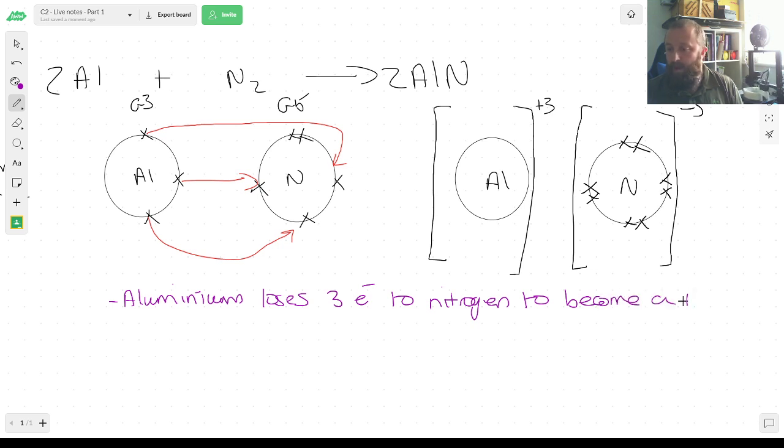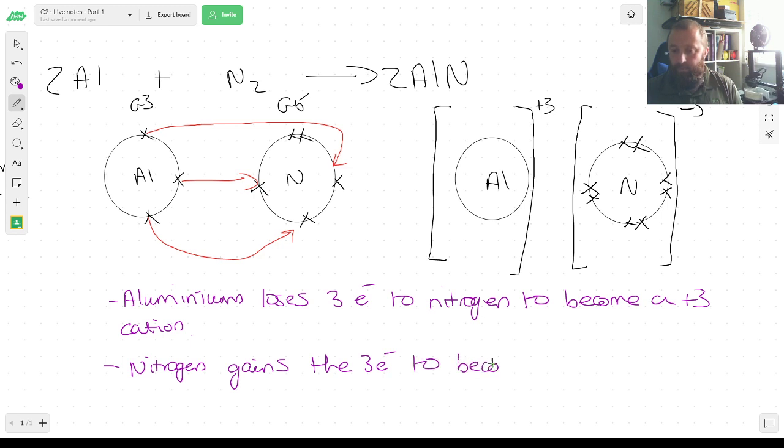To become a +3, I'm going to go with cation. You put another key word in there. I'm not going to get any extra marks for this one. I'm just showing you some different ways of doing it, and we can start bringing in a few more keywords here. So, nitrogen gains the 3 electrons to become a -3 nitride anion.